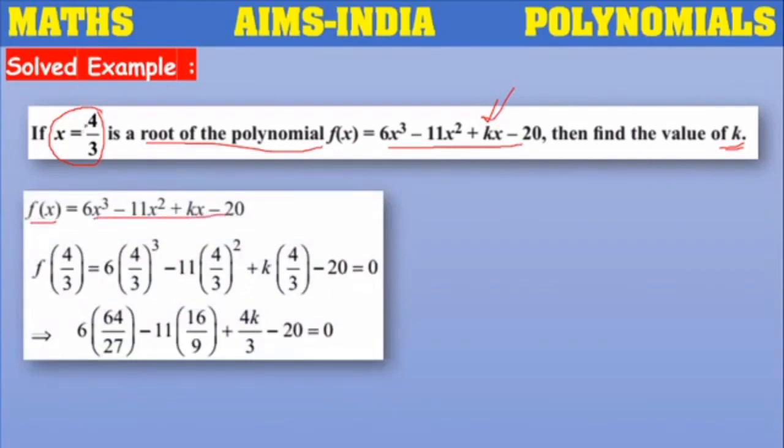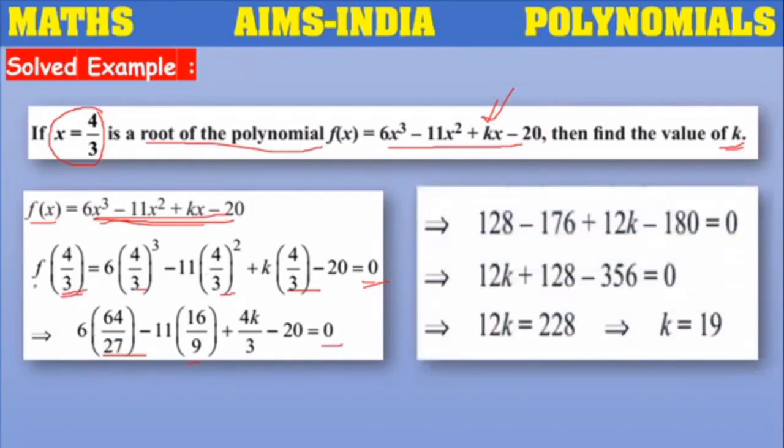They have given that 4 by 3 is the root. It means that in the place of x, if I keep 4 by 3, then the total polynomial value will become 0. That we know from the basic definition of a zero of a polynomial. So everywhere we have to replace x with 4 by 3. Then 6x cube becomes 4 by 3 whole cube, 4 by 3 whole square, 4 by 3. Like that we replace the values of x. Next we can write 4 cube is 64, 3 cube is 27, 4 square is 16, 3 square is 9. Like that we will write.